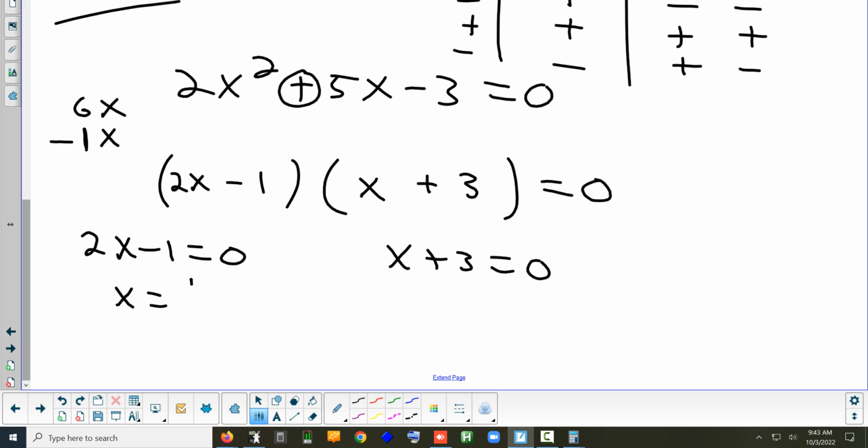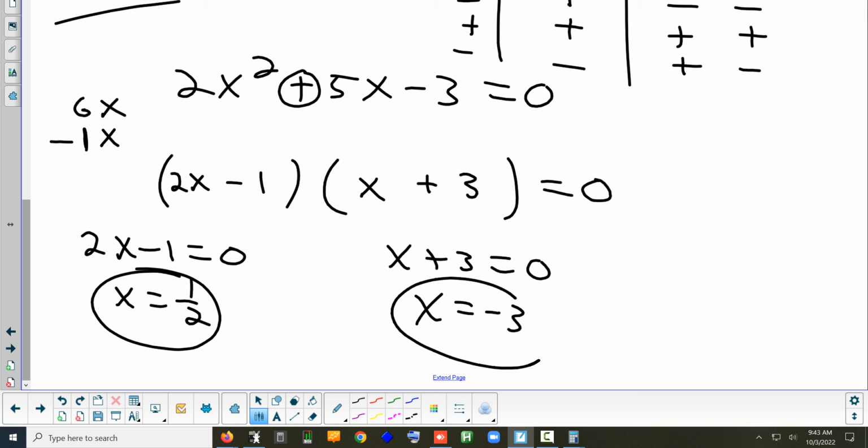Well, if you let x equal 1/2, it would make this first one 0. So 1/2 is a solution. How about the second one? What could you plug in for x there? Yeah? Negative 3. And you need to write both.